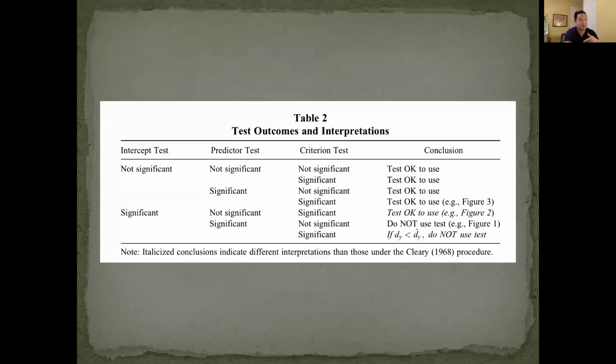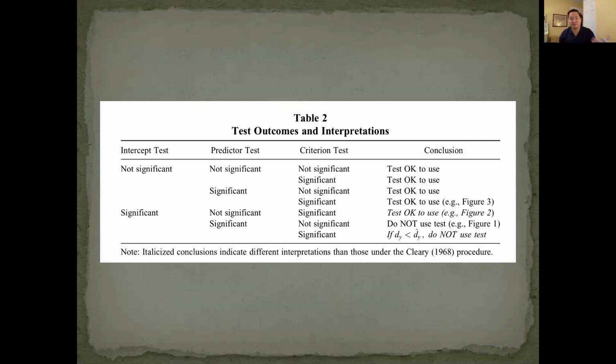And they helpfully clarify this in this table. Intercept test is intercept bias: are there differences in the intercept? Predictor test is, are there differences in the means of the predictor, the means of the GRE in this case? And criterion tests are there group differences in performance or GPA, whatever our outcome is.